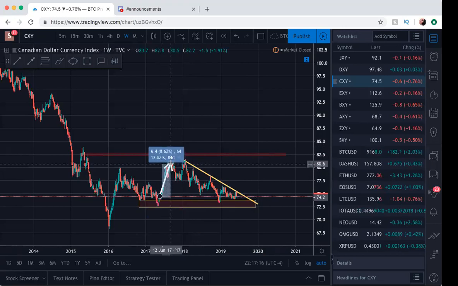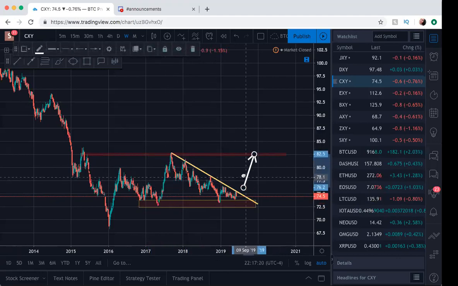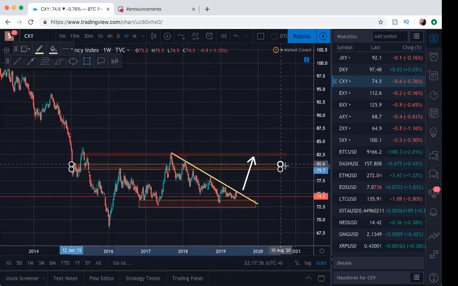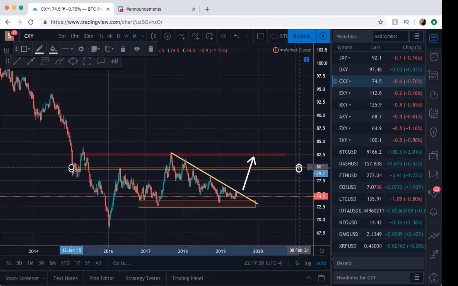$6. I don't really know how you measure that. It's not pips because it's a currency index, but I'm expecting to see it make a structured move back to this high. Maybe I'm definitely going to see some resistance in this area, because this definitely is an area of interest that you want to be looking at.